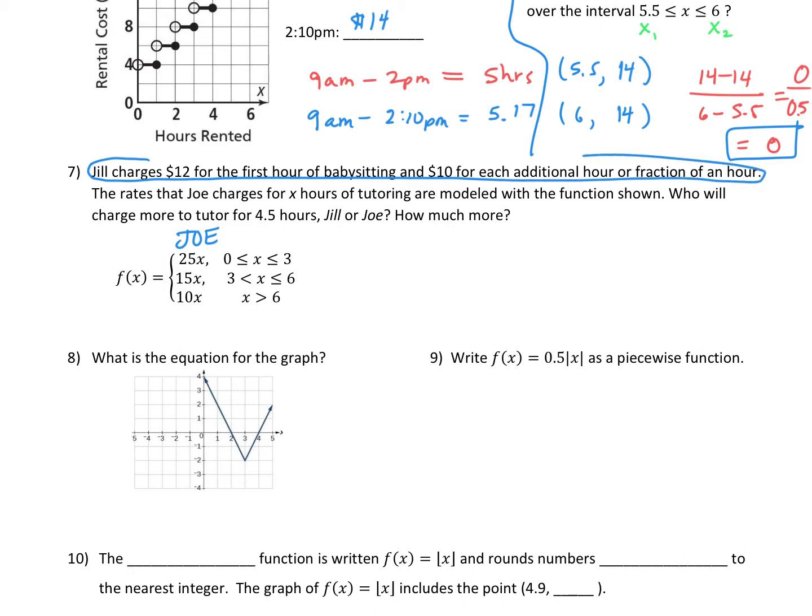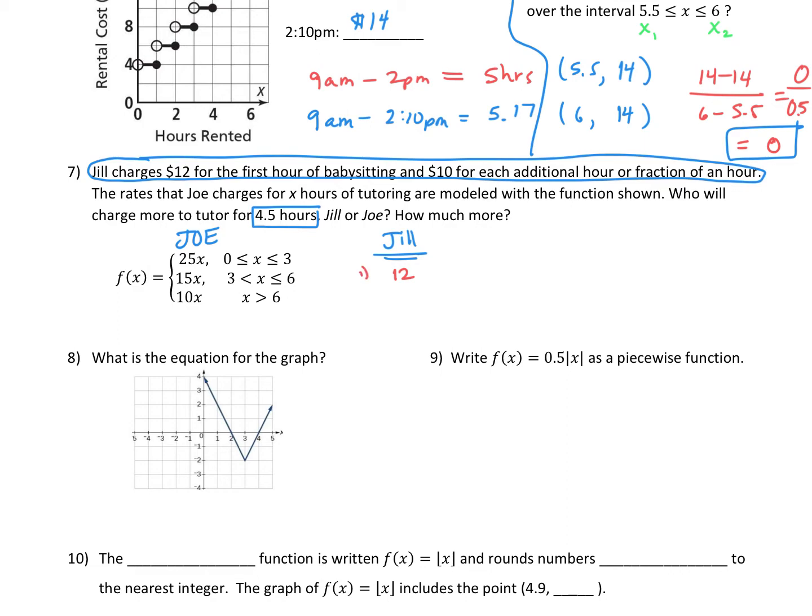That whole first sentence. She's charging $12 for the first hour of babysitting, $10 for each additional hour or fraction of an hour. So the question is, who will charge more to tutor 4.5 hours? Jill or Joe, and how much more? So let's talk about Jill for a second. So for 4.5 hours, Jill's going to charge $12 for the first hour.